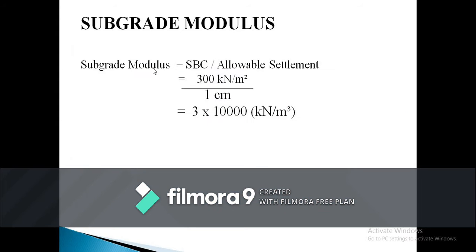The subgrade modulus is calculated using this formula, SBC upon allowable settlement. I have converted this 1 centimeter into meters, and I have calculated the subgrade modulus as 3 into 10 to the power 4 kilonewton per meter cube.